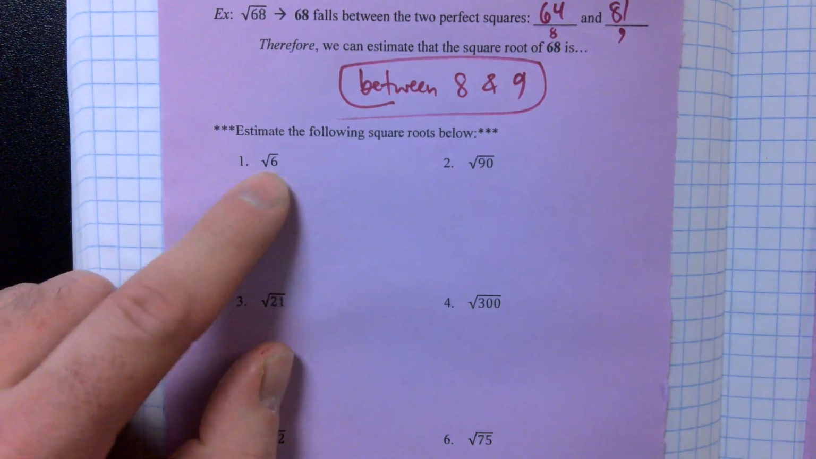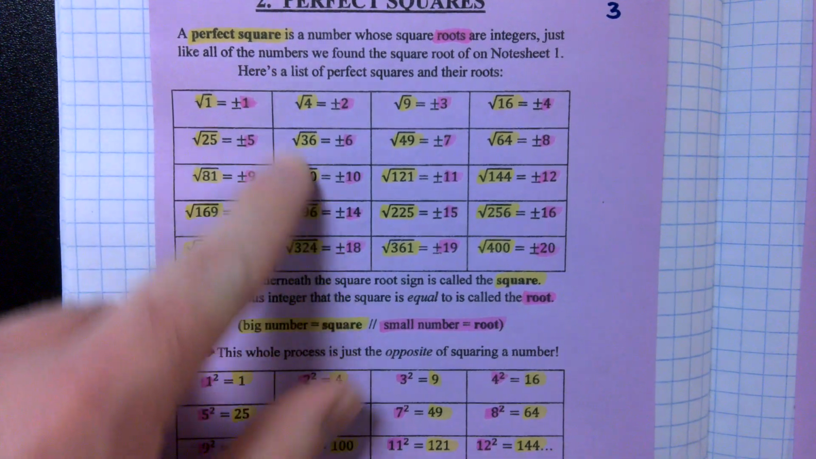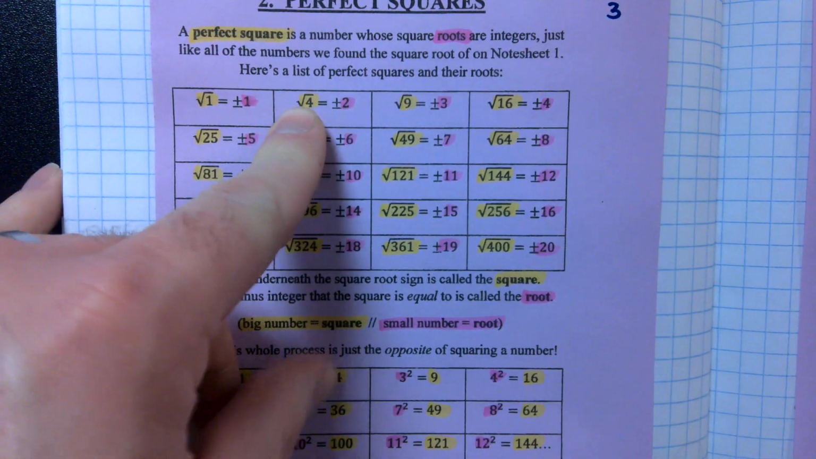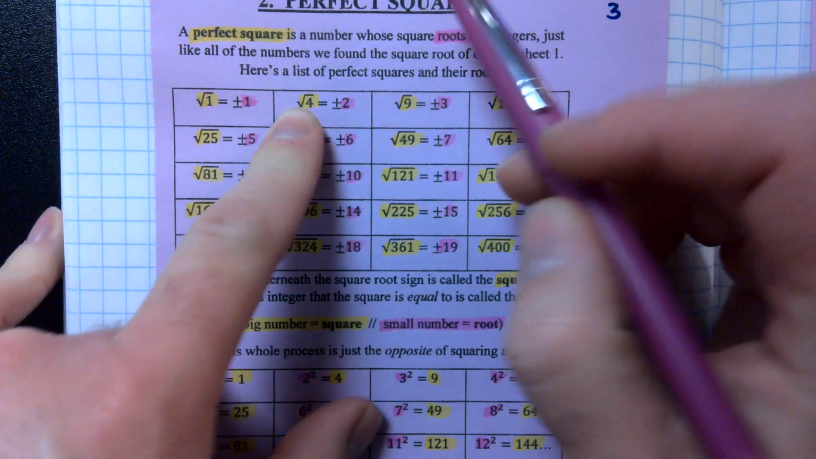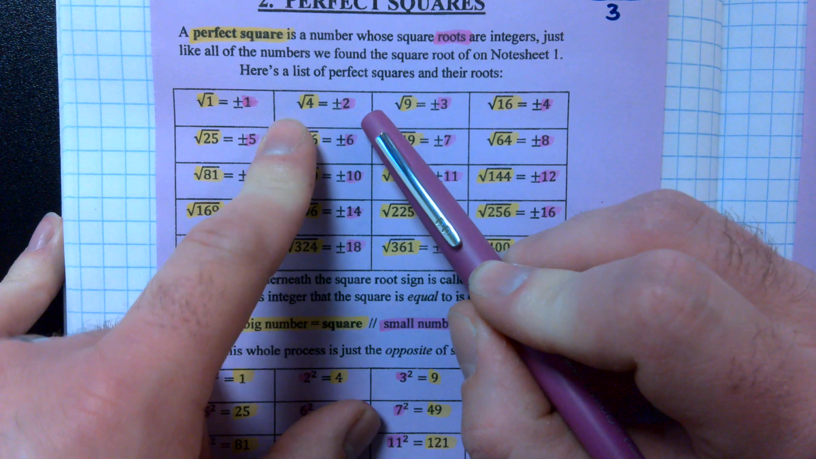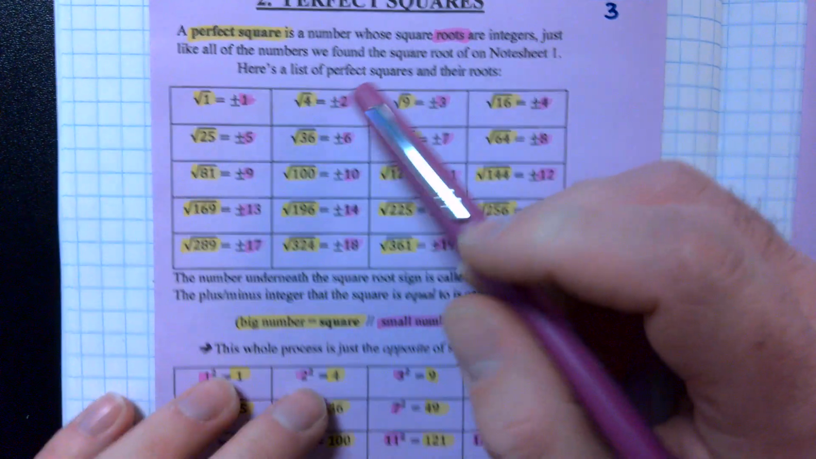If I was going to estimate these ones, right? Square root of 6. What's the closest perfect square to 6 here? These yellow numbers is what we're looking at. What's the closest to 6? Probably 4. Is it more than 4 or less than 4? More. So see how the square root of 5, the square root of 6, the square root of 7, the square root of 8 are all going to be in between these two.